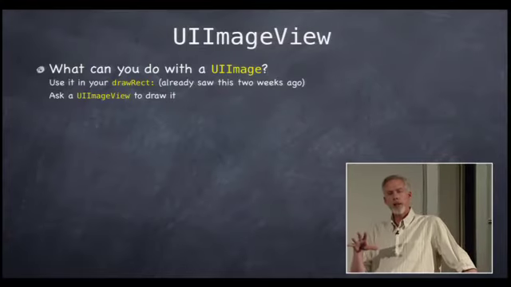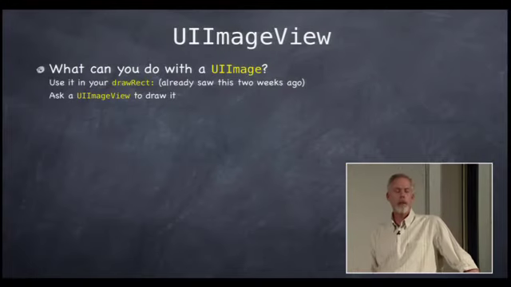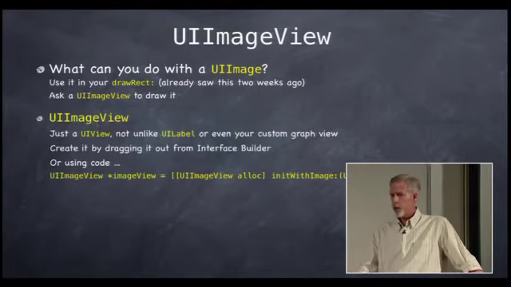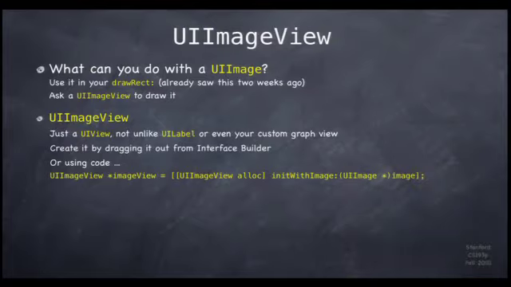But the other way to get it on screen is to ask a UIImageView to draw it. Now, UIImageView is just a UIView. It's just like UILabel or your graph view or any other view. You can drag it out in Interface Builder. You can alloc initWithFrame it in your code, and you just throw it into a view hierarchy, and it will display an image. Usually we create a UIImageView using initWithImage.